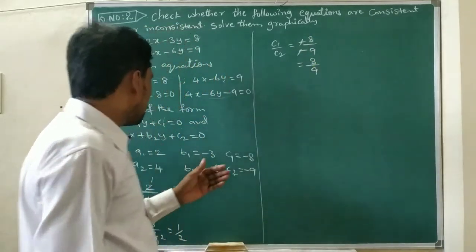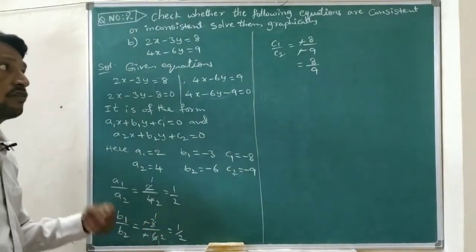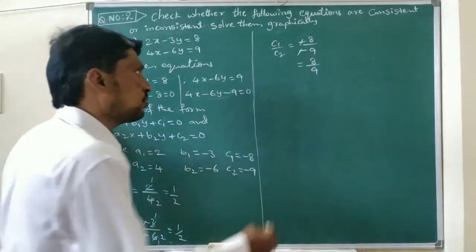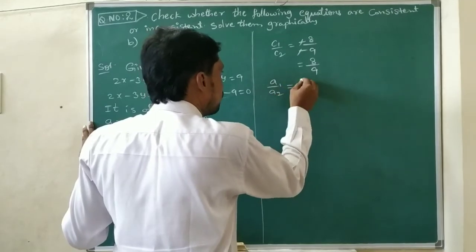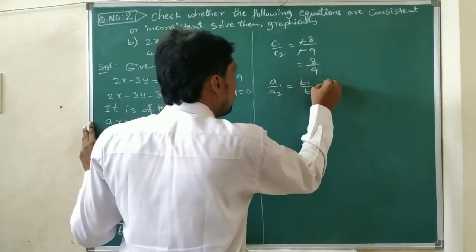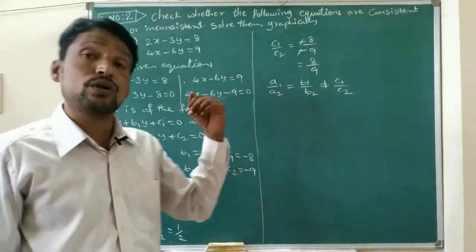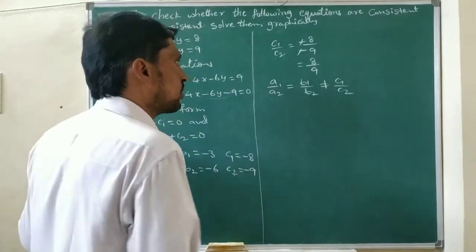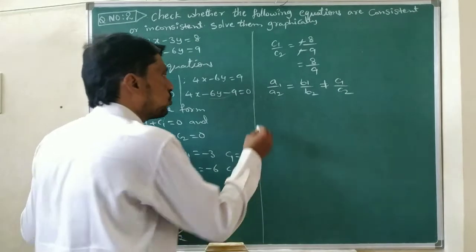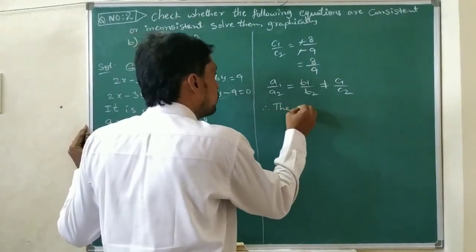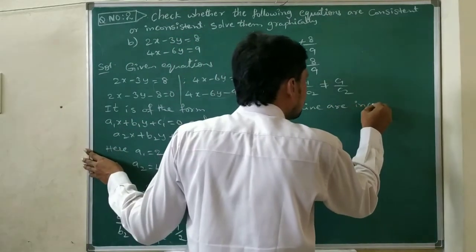So now compare: A1 by A2 equals B1 by B2, but it is not equal to C1 by C2. We can write A1 by A2 equal to B1 by B2 not equal to C1 by C2. What type of lines can we say these are? Inconsistent lines. So therefore the lines are inconsistent.